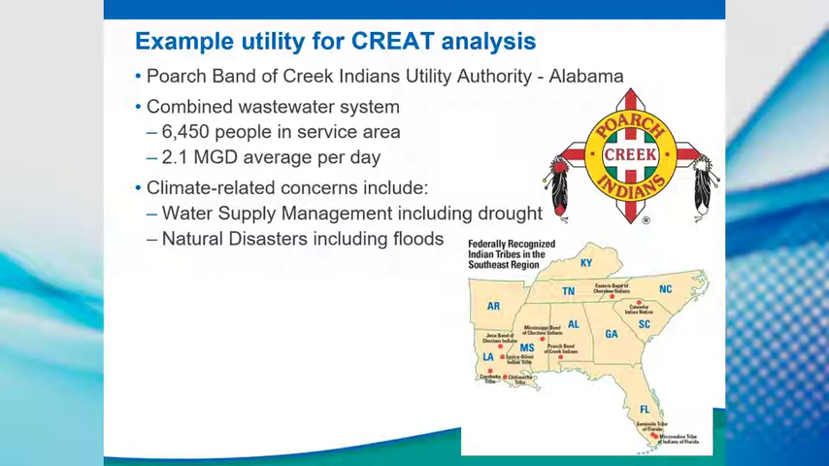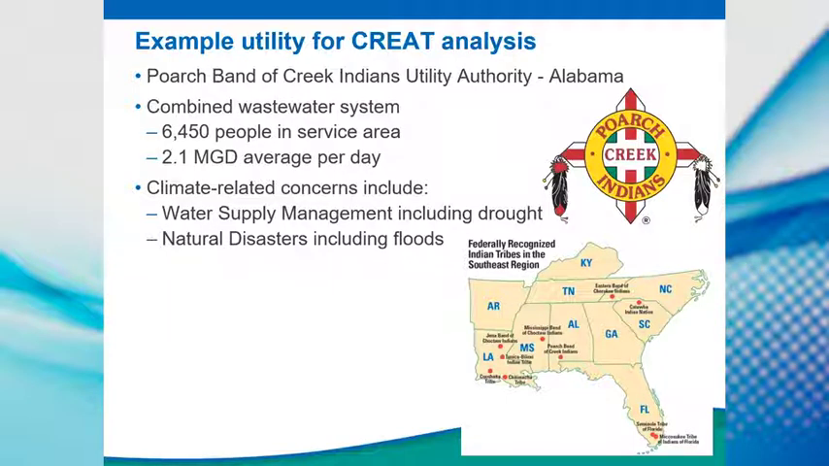And the system employs 14 people or so. It's on the smaller side, if you will. They serve approximately 300 water and sewer connections in and around the reservation. They also formed the Escambia Community Utilities to manage and own utility systems off reservation. That's an additional 500 connections. So overall, we're talking 6,400 people in their service area, specifically on the wastewater. They do water and wastewater. That's why it says combined wastewater there. And they average 2.1 million gallons per day on the treatment side.